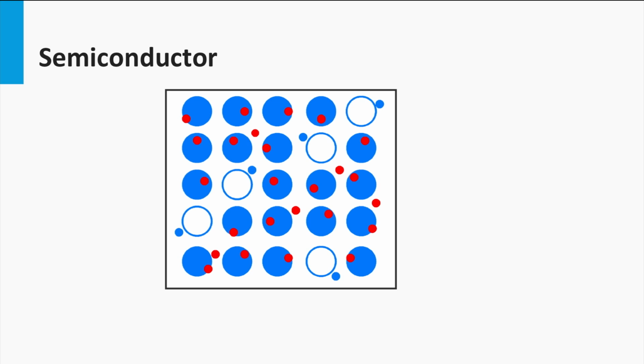This positively charged entity is called a hole. The small blue dots in the illustration represent the holes. These holes are able to move around just like the electrons. As a result, the charge transport in a semiconductor is facilitated by negatively charged electrons and positively charged holes.